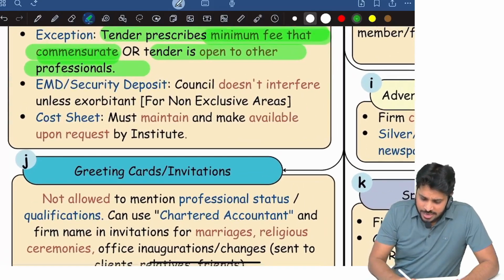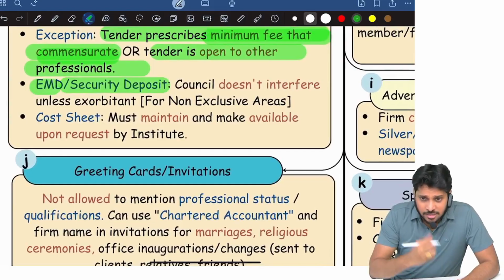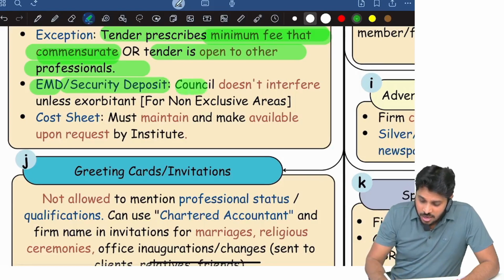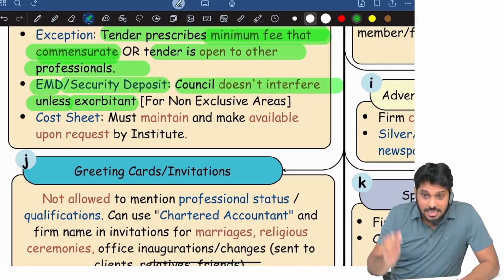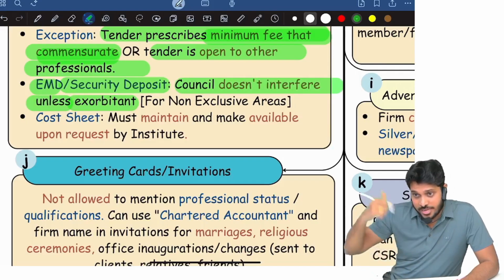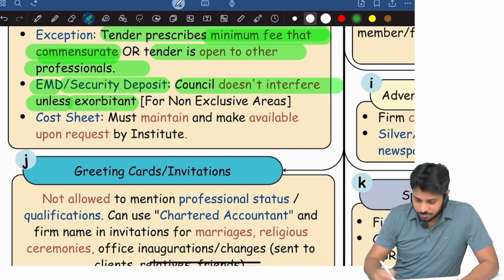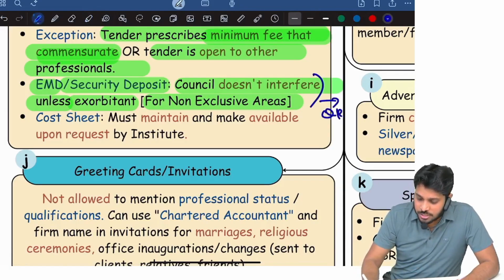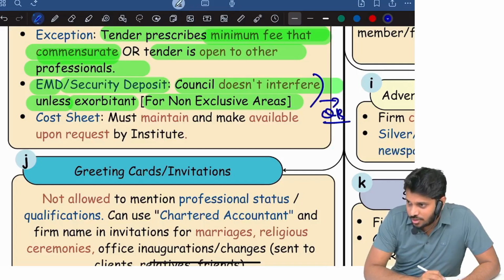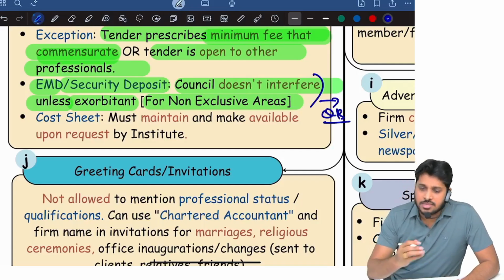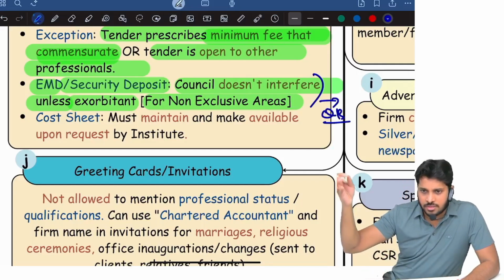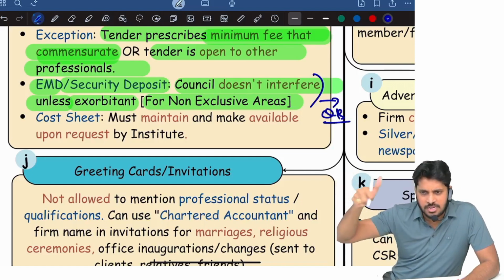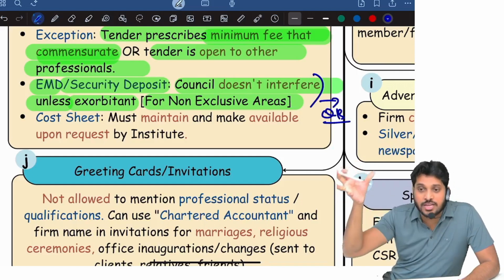Now, can a CA give EMD, like earnest money deposit, or security deposit? The Council does not interfere unless the deposit is exorbitant and influences the judgment of appointment. For non-exclusive areas, generally non-exclusive areas, why I told this, because in the question bank one question is there on this. For non-exclusive areas, a CA has deposited some money with so and so person. If it is not exorbitant, permitted. They spoke in the non-exclusive area context only.